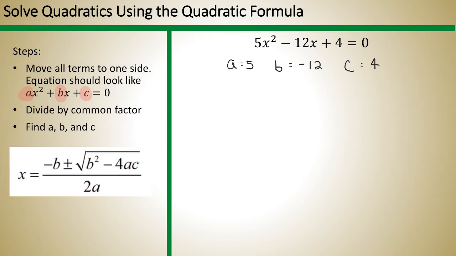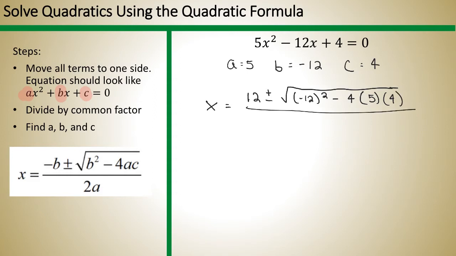So put that into the quadratic formula, and we have x is equal to the opposite of b. The formula says negative b. So if b is negative 12, the opposite of b is going to be positive 12, plus or minus the square root of b squared, and we're going to put parentheses around that b, and then minus 4 times a, which is 5, times c, which is 4. And then all of that's going to be over 2 times a.